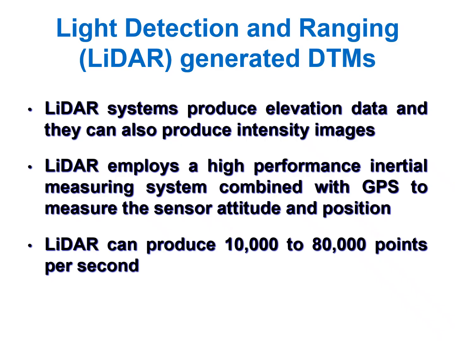Light detection and ranging. LiDAR generated DTMs. LiDAR systems produce elevation data, and they can also produce intensity images. LiDAR employs a high-performance inertial measuring system combined with GPS to measure the sensor attitude and position. LiDAR can produce 10,000 to 80,000 points per second.